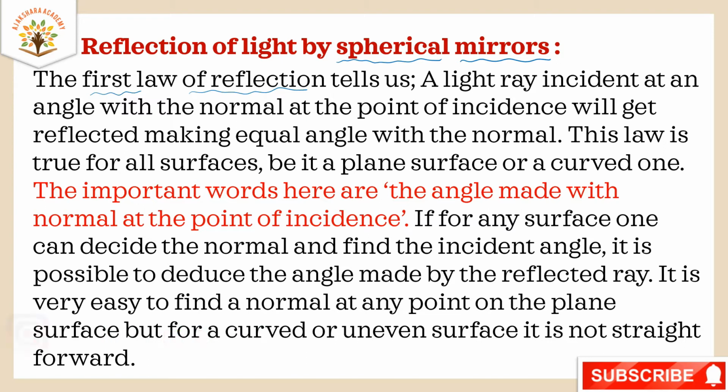So this law is true for all surfaces, whether plane or curved. Here the important thing is the angle made with the normal at the point of incidence, nothing but angle i is equal to angle r. So for any surface, one can decide the normal and find the incident angle, and it is possible to find the angle made by the reflected ray. It is easy to find a normal at any point on a plane surface, but for a curved or uneven surface it is not straightforward.